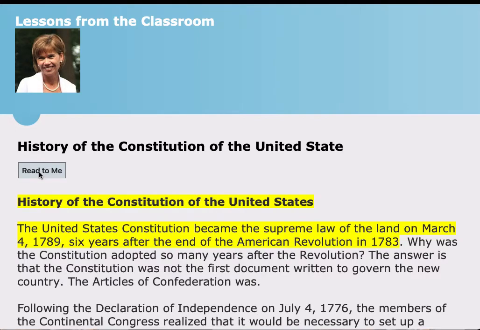Constitution of the United States. The United States Constitution became the supreme law of the land on March 4, 1789, 6 years after the end of the American Revolution in 1783.